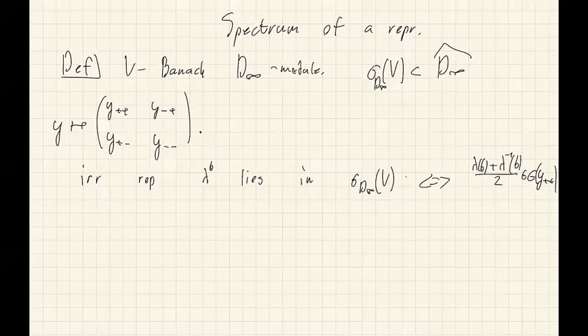And the theorem on the previous slide gives us that it is equivalent. The equivalent statement is that minus lambda b plus minus of this element lies in spectrum of y minus minus. So two-dimensional representations are described by the spectrum of these diagonal operators. And here everything is symmetric in y plus plus and y minus minus. But for characters, everything can be non-symmetric.